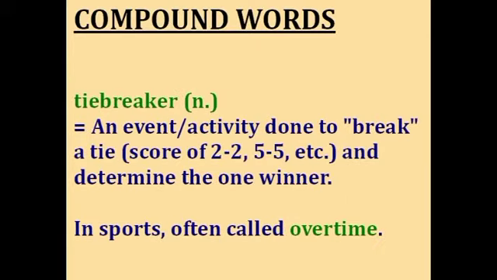Tiebreaker. When two teams are playing each other and the score ends in an equal number like 2-2 or 5-5, this is called a tie. But in many games and contests, we need one winner, so an extra activity called a tiebreaker is done to break the tie and determine the champion. In sports like soccer and basketball, this is often called overtime.